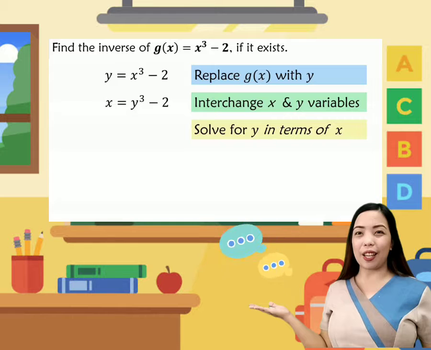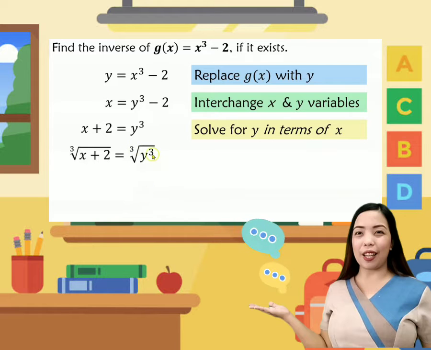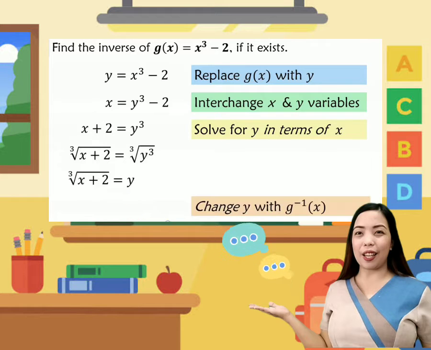Step 3. Solve for y in terms of x. To solve for y, let's move negative 2 to the other side. So it will become x plus 2 is equal to y cubed. And then let us extract the cube root of both sides. Cube root of y cubed is y. Then we simply have to copy this. So cube root of x plus 2 is equal to y. And finally, let us change y with g inverse of x. When we write our final answer, we write our g inverse of x on the left side. So g inverse of x is equal to cube root of x plus 2.